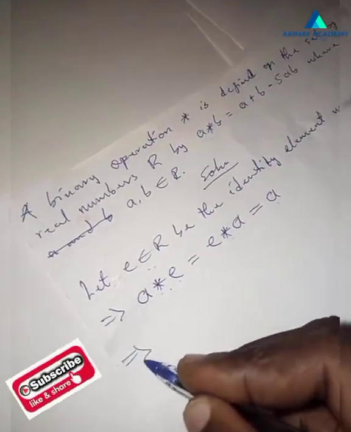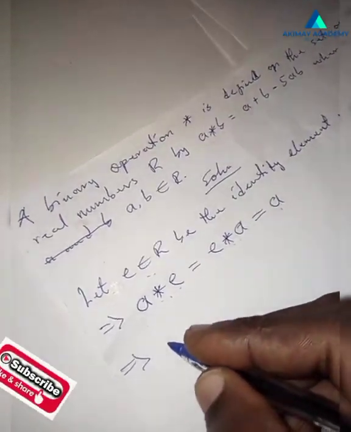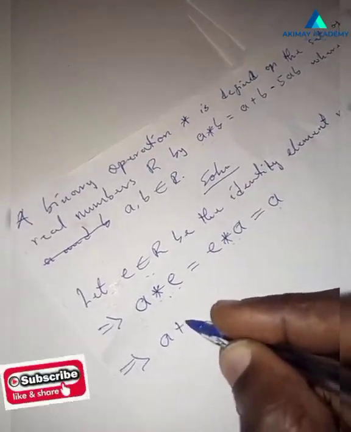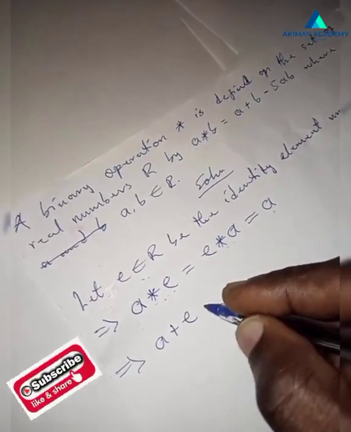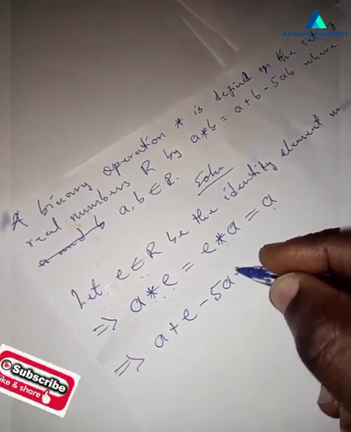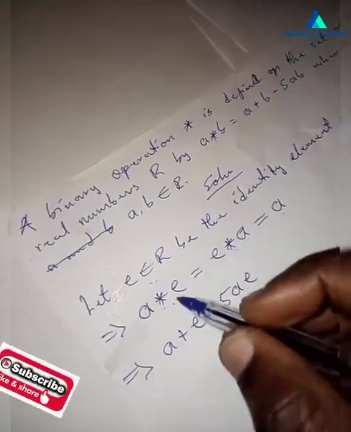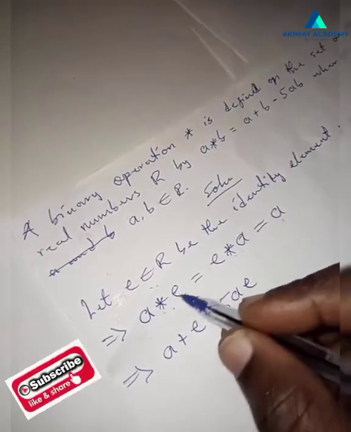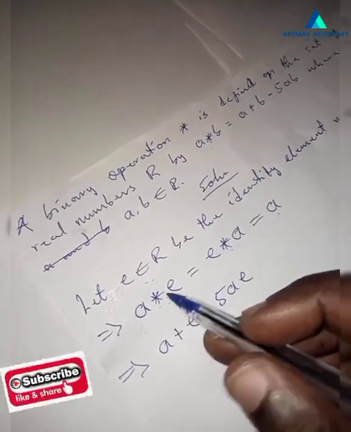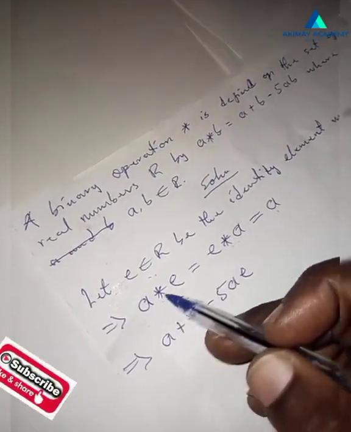here. So here we have, if it's A asterisk E, then they said that if you have A asterisk E, we should have A plus E minus 5AE. And now we know that this one, because the result over here is what? A. So if we have expanded this, either this or this, any of them that you expand, you should get the same answer, okay? So we have taken the first part over here.